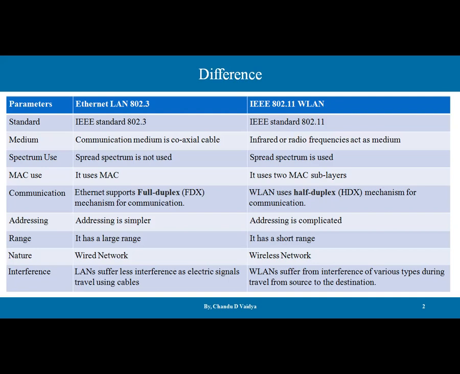Communication: Ethernet supports a full duplex communication mechanism, whereas WLAN uses a half duplex mechanism for communication. Addressing: addressing is simpler in Ethernet LAN, whereas WLAN addressing is very complicated. The range: it has a large range because it is a wired one, and wireless has a short range. Nature: it is a wired one and it is a wireless one. Interference: LAN suffers less interference as electric signals travel using cables. So physical cables are available, so there are very few chances of interference. Whereas in WLAN, there are chances that it will suffer from interference.